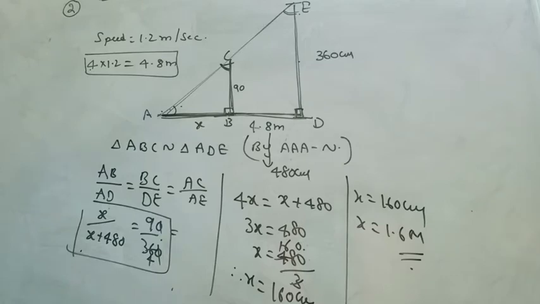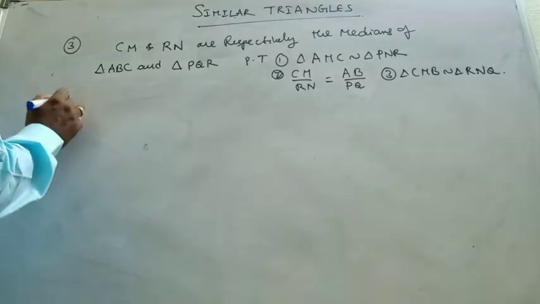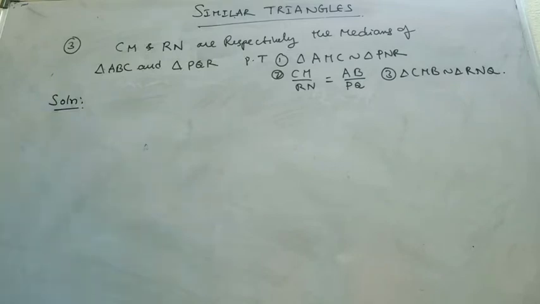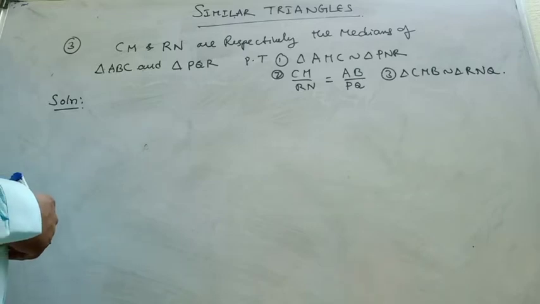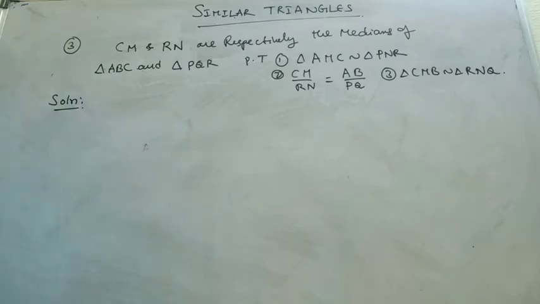See how we did this problem, my dear students, in such a beautiful way. Now see the fourth one in your textbook on similar triangles. CM and RN are respectively the medians of triangle ABC and triangle PQR. Prove that triangle AMC is similar to triangle PNR, and CM by RN equals AB by PQ. Third, triangle CMB is similar to triangle RNQ.